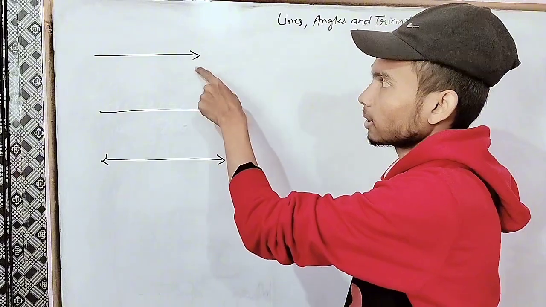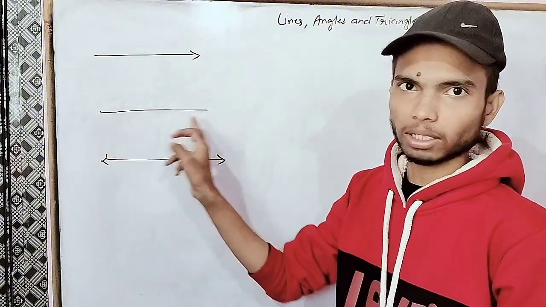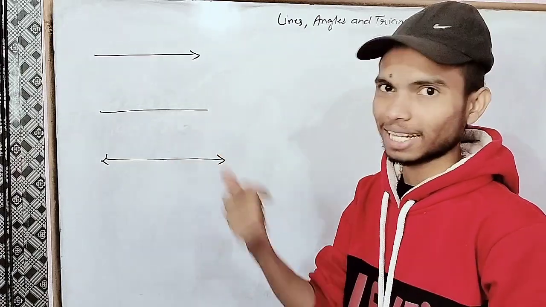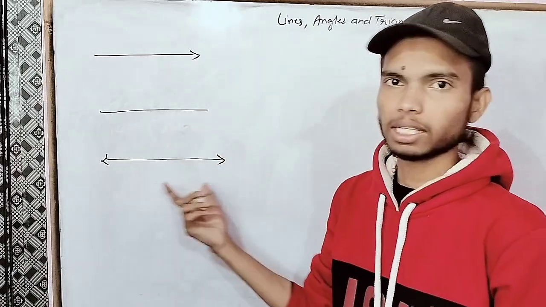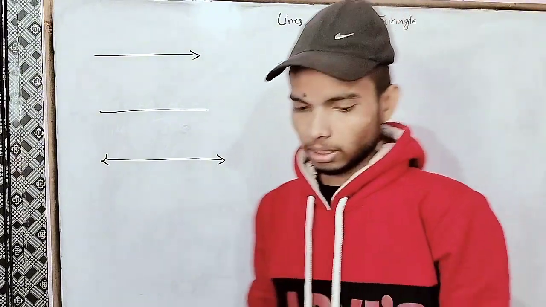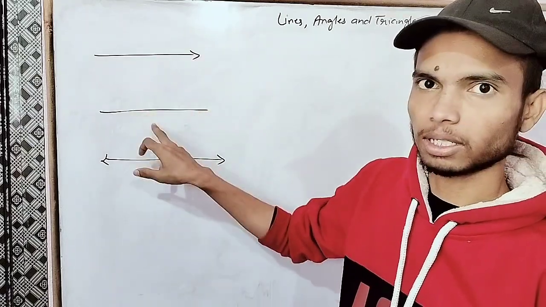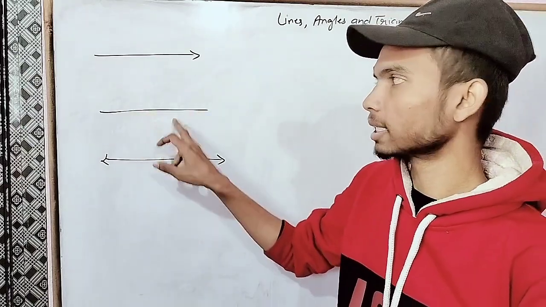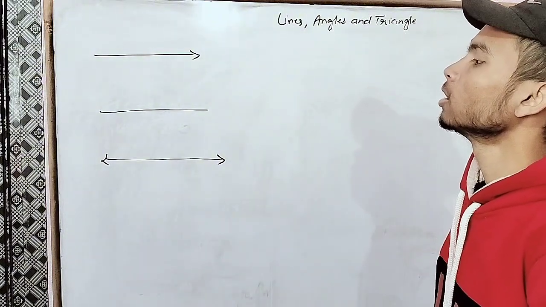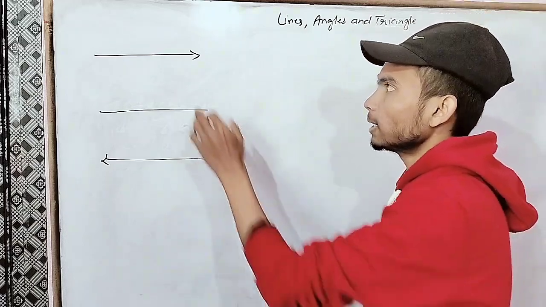Here in this line we are looking at an arrow. Here we are not looking at an arrow. Here we are not seeing an arrow, and here we are seeing an arrow on both sides. Already we know that this is different as compared to this line, and this is different as compared to this line. Okay. Yeah, you were right.